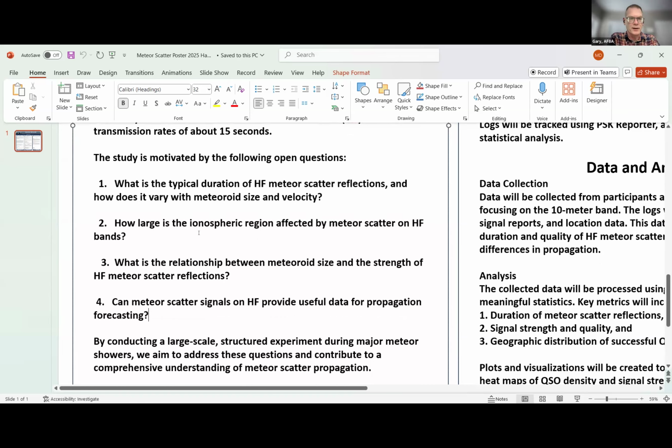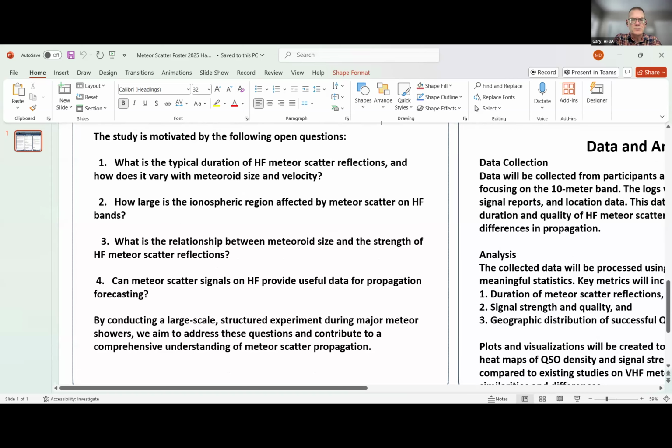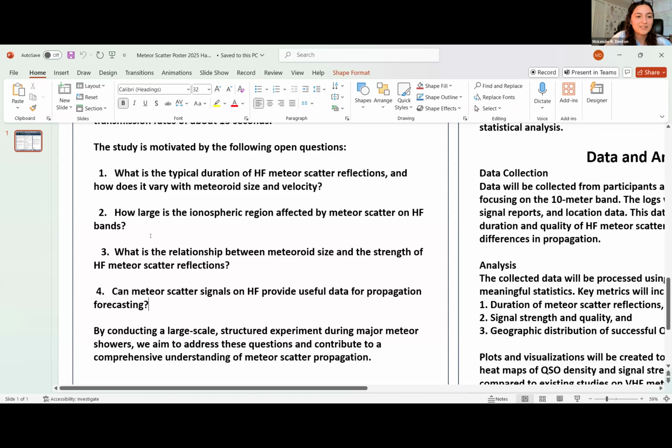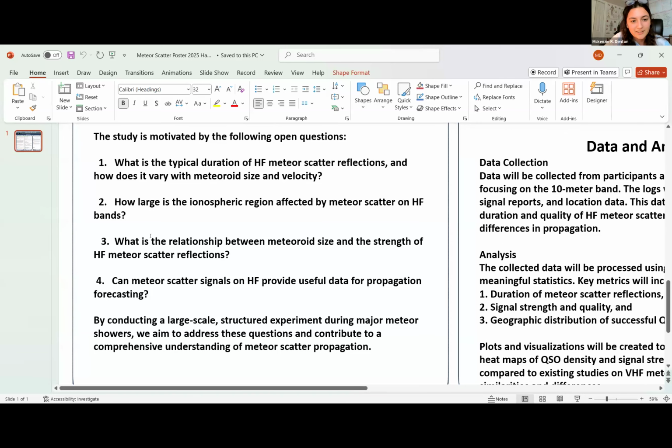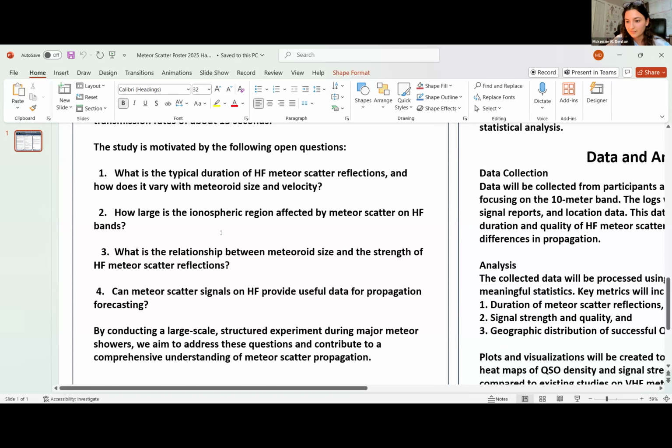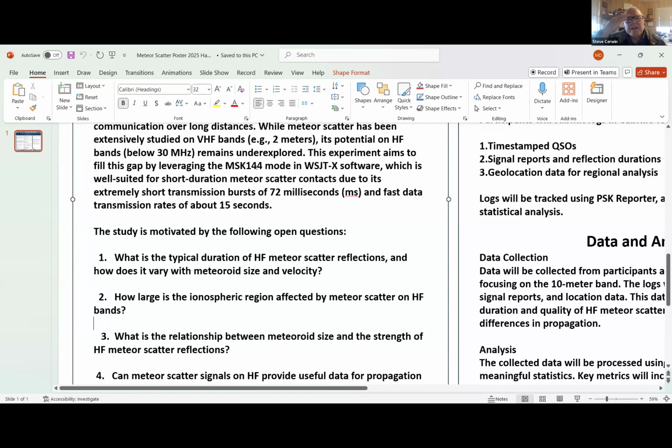So yeah, let's take a minute and look at these closely. These are important, right? Okay, let me read it real quick. The first one says, what is the typical duration of HF meteor scatter reflections, and how does it vary with meteoroid size and velocity? Do we think that's a good question for the first one? If I read your previous paragraph right, it looks like you have a 72 millisecond transmission that repeats every 15 seconds. Is that right? Yes.